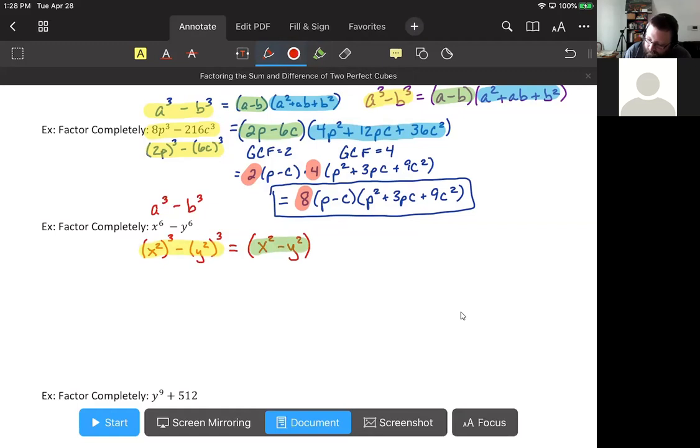And then our trinomial is a squared, which would be x squared times x squared, which would be x to the 4th, plus a times b, which would be x squared y squared, plus b squared, which would be y squared times y squared, or y to the 4th.